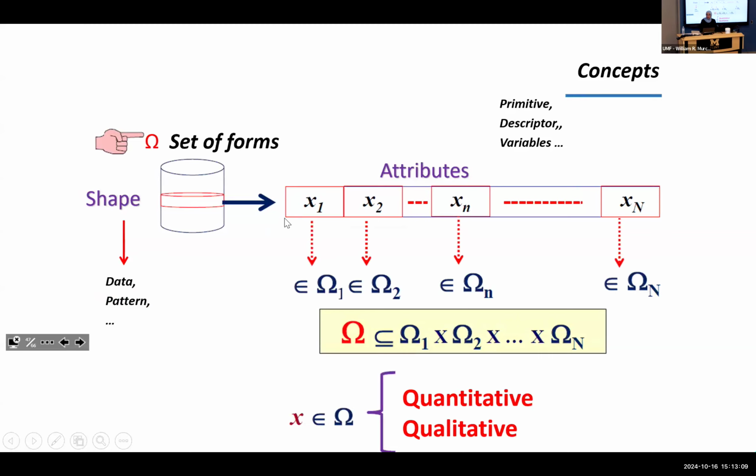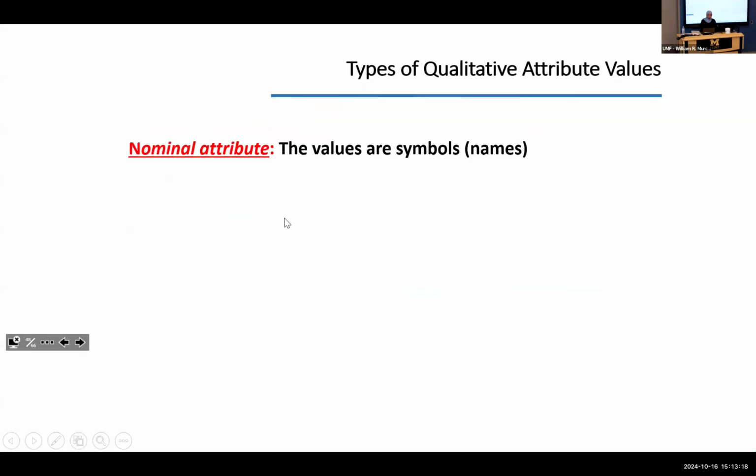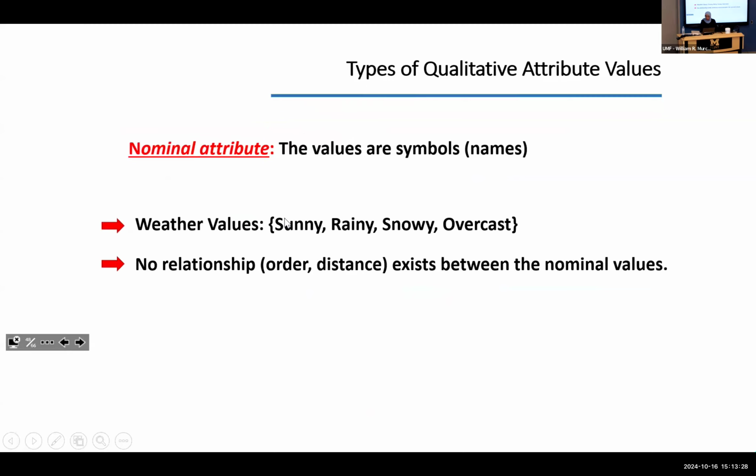For omega now, the attributes could be either quantitative or qualitative. When we were discussing the types of variables, we said we have the names. For example, the weather values are not numerical or quantitative values, they are qualitative values, and these qualitative values are names, okay? So the nominal attribute in this case for the weather is sunny, rainy, snowy, and so on.